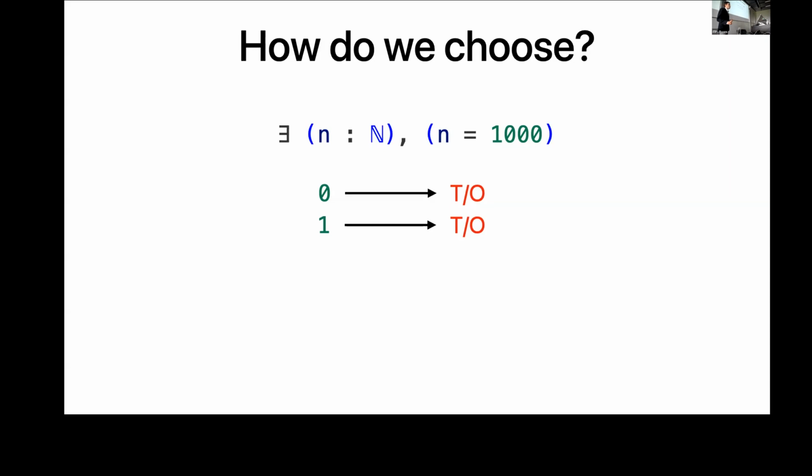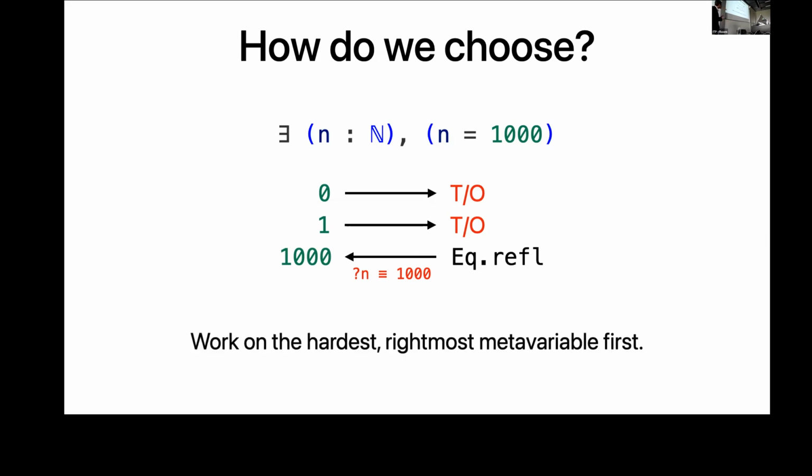So let's go the other way around. We're going to start by trying to prove the equality by reflexivity. And then that's going to create a definitional equality constraint that n needs to be equal to 1,000, which then makes it easy to immediately decide what n needs to be. So in general, the learning from this is that we prefer to work on the most difficult metavariables first, the hardest, rightmost metavariables first.